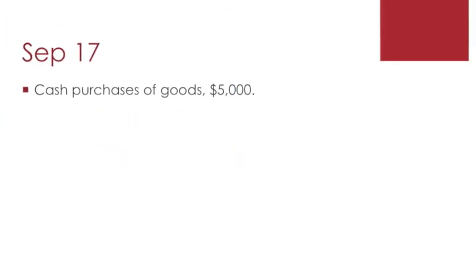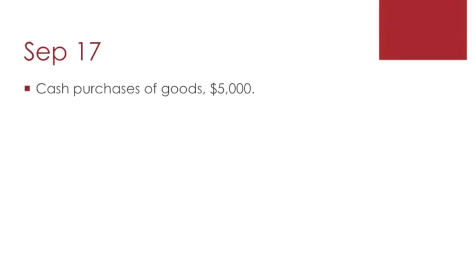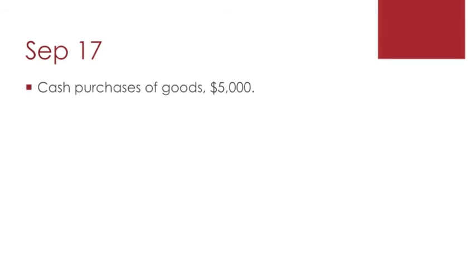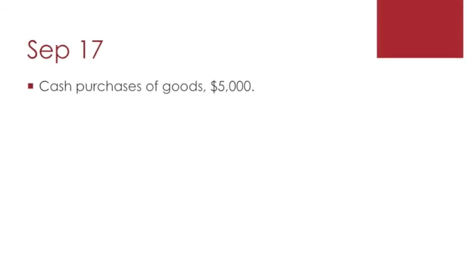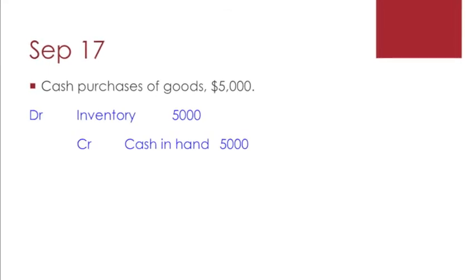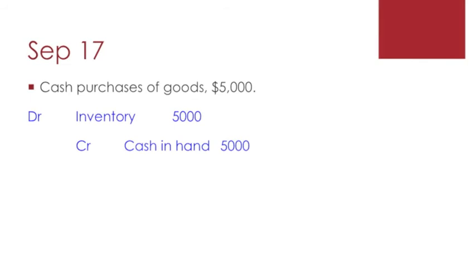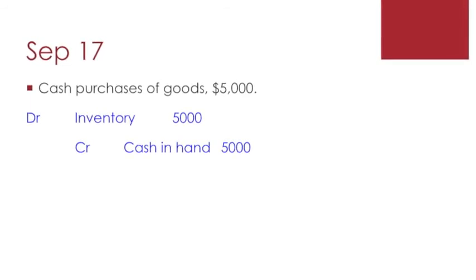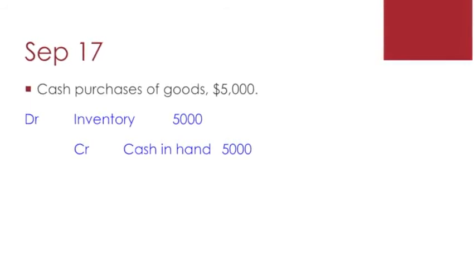On 17th of September, there was a cash purchase of goods $5,000, meaning to say that cash decreases because you paid out cash to purchase goods, and goods being inventories increases. Therefore, your double entry is debit inventory 5,000, credit cash in hand 5,000.